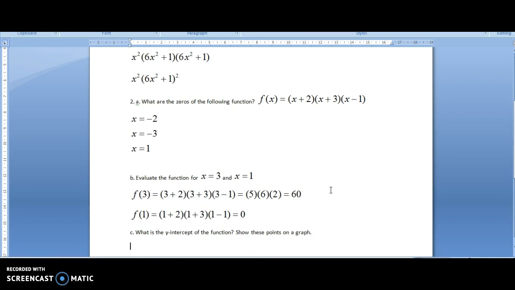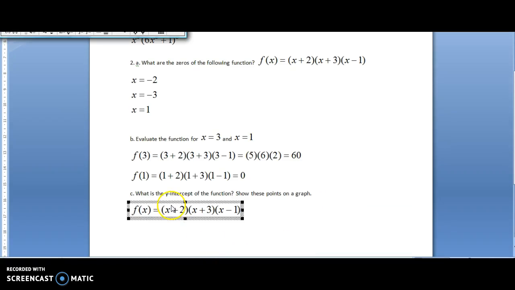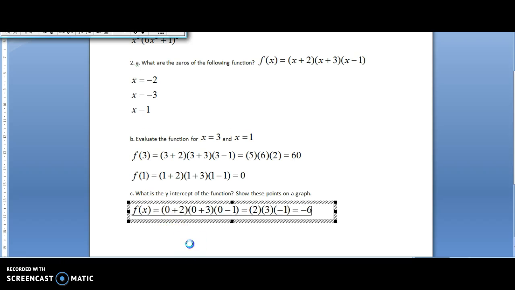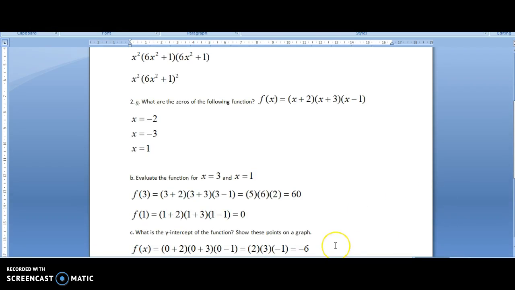And finally, what is the y-intercept of the function? We're going to show these points on the graph. The y-intercept can easily be found by plugging in 0 for all of the x values. So whatever your function is, even if it's not in factored form, which this is, you can still do this process. Put 0 there, 0 there, and 0 there, which gives us 2 times 3 times -1, which is -6. So your y-intercept is shown there.